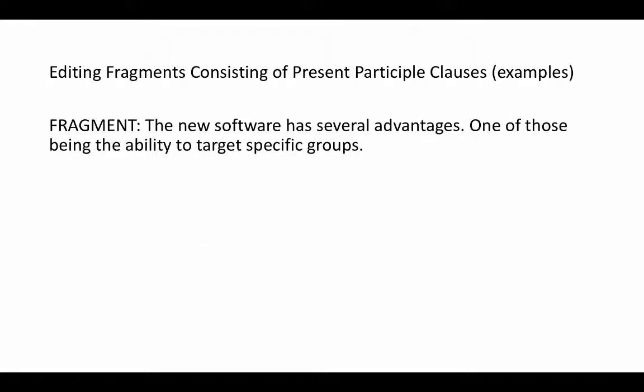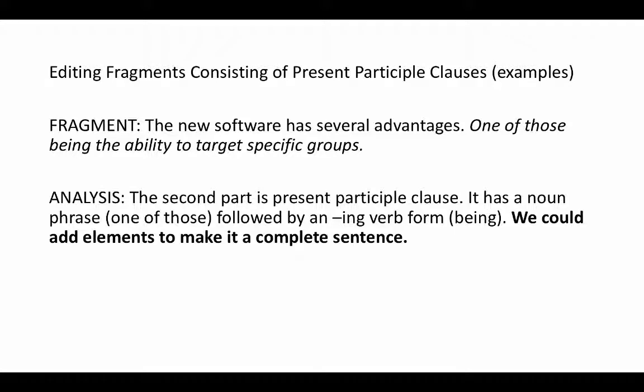The new software has several advantages, one of those being the ability to target specific groups. There again, the second part is a fragment. It's a present participle clause because it has a noun phrase, one of those, followed by an ing verb form, being. We could add elements to make it complete.